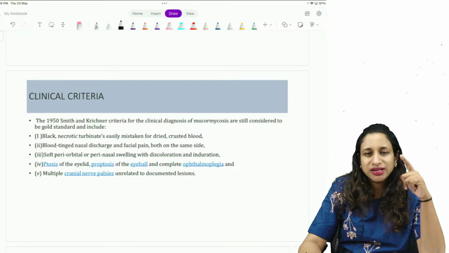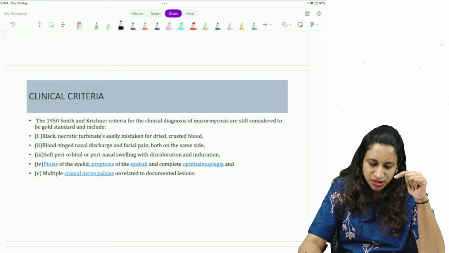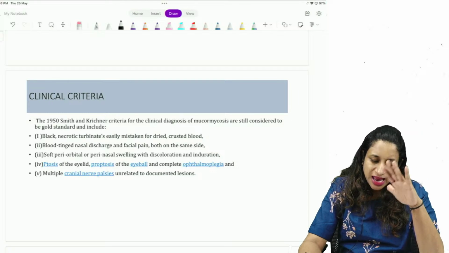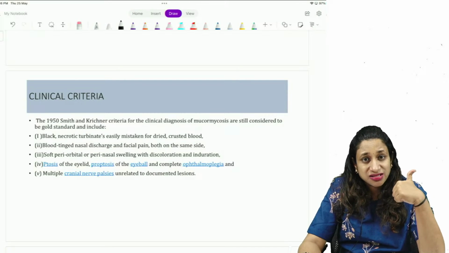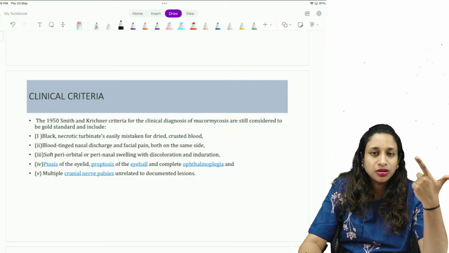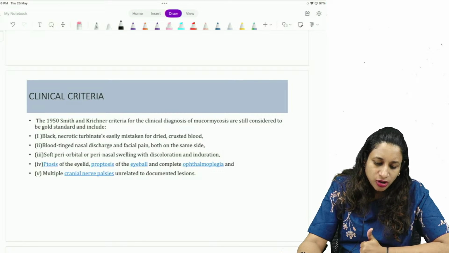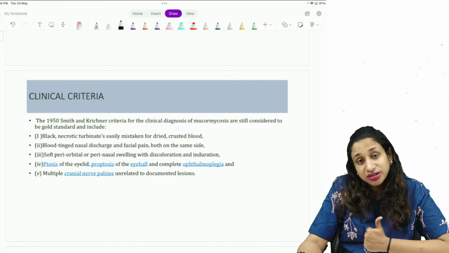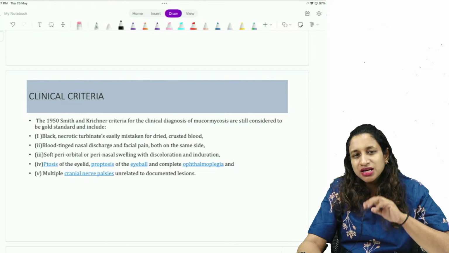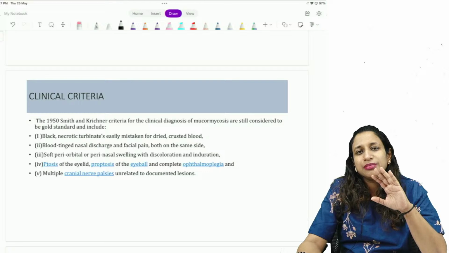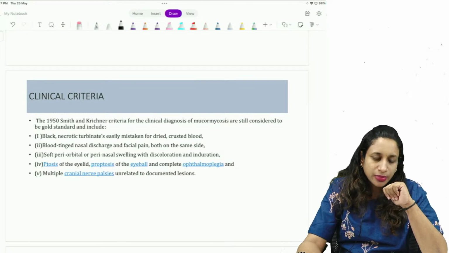Now the next one is the patient complains of blood tinged nasal discharge, and there is facial pain, and everything happens on the same side. So blood stained nasal discharge, and we are talking about facial pain. Now periorbital and perinasal swelling with discoloration and induration, one very important warning sign. Whenever there is periorbital edema or swelling, always try to rule out mucormycosis.